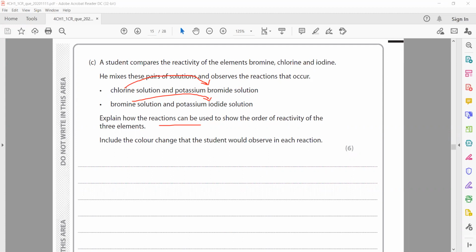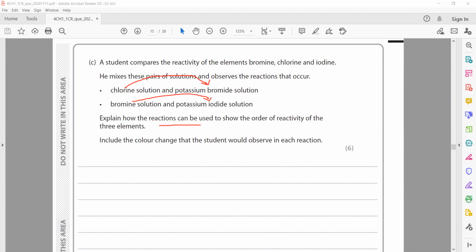So what we will observe when we mix the first solution, chlorine solution, with potassium bromide, the solution will turn orange. Why? Because of the formation of bromine. And it shows that chlorine displaces bromine. Chlorine is more reactive. Then bromine with iodide.